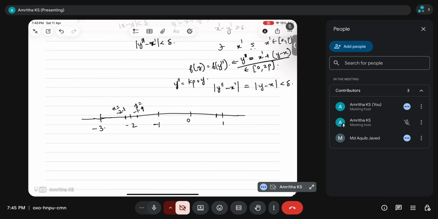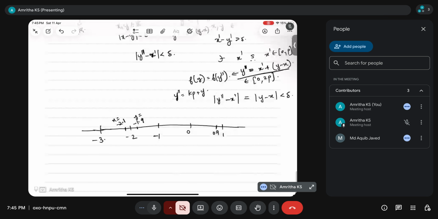X dash is what? 0.1, right? Is that so? No, 0.9, right? Yeah. 0.9. And this is my x dash. And my y dash will be what? My y dash will come here, right? Y dash will be some 0.1, right? This is my y dash.